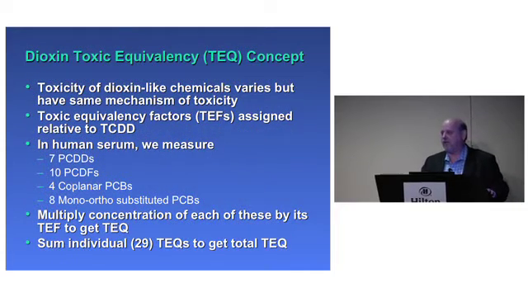So this toxic equivalency concept is that the toxicity of the dioxin-like chemicals varies, and toxic equivalency factors have been assigned for all of these compounds. You multiply the concentration you measure for each of these by this TEF value and sum them together, and you get what's called the toxic equivalency for that person, for these 29 chemicals in this particular case. And that's what is used and reported most often.